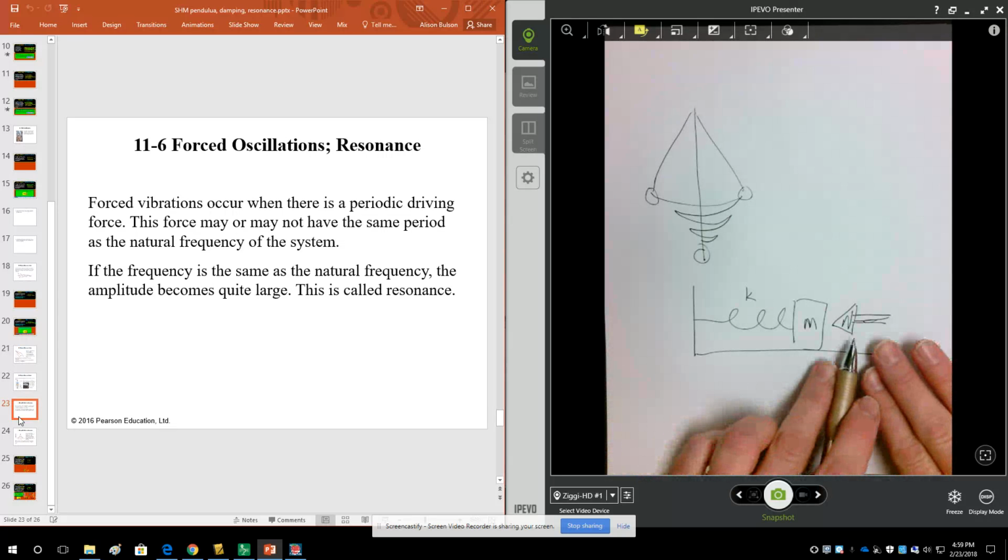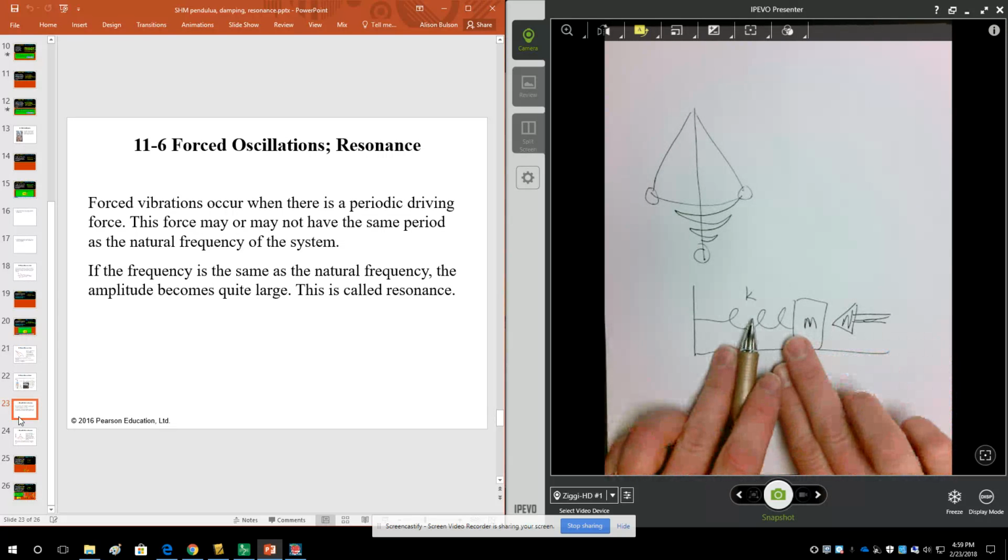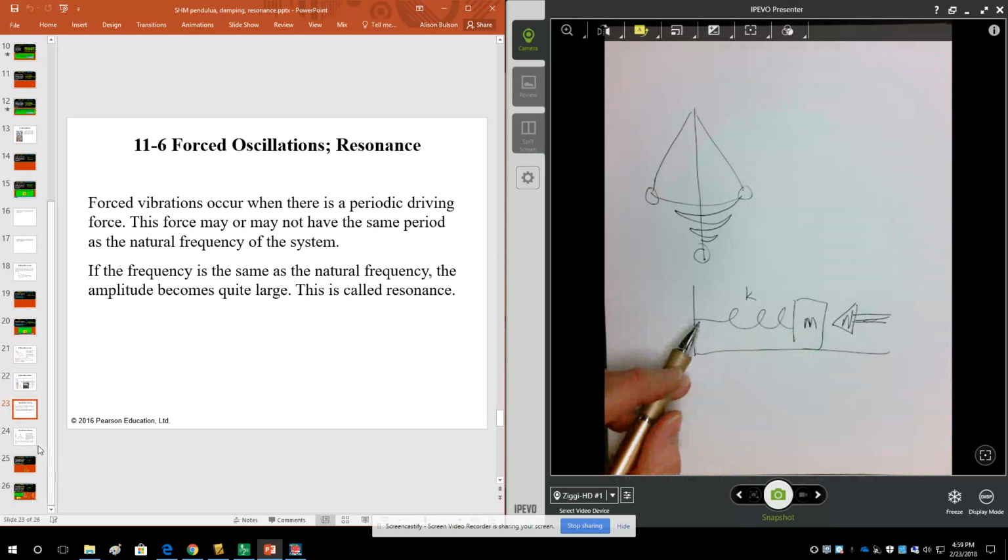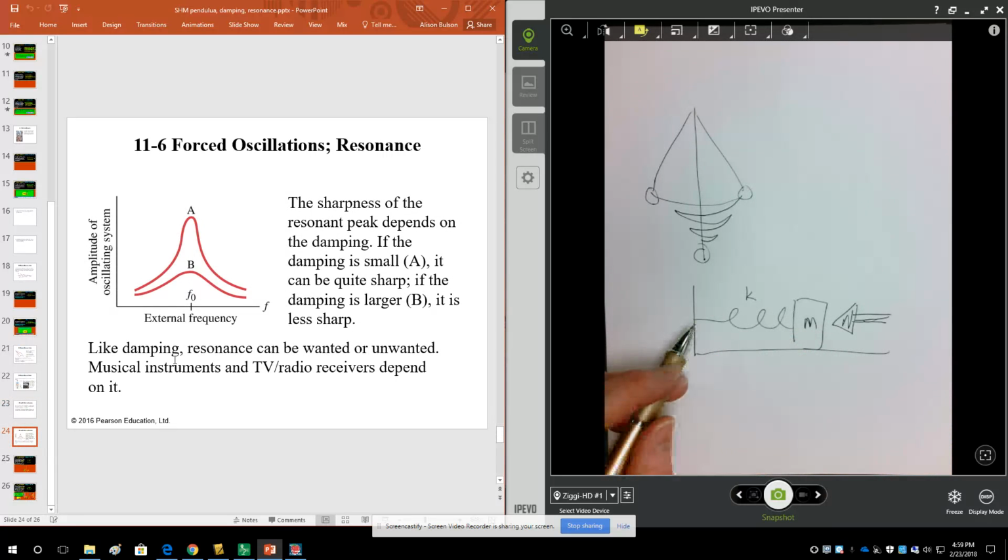So the frequency of the external push-pull matches the frequency that this block and spring oscillate at, whether there's an outside force or not. And when that's the case, you see resonance.